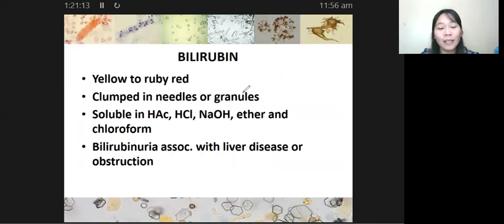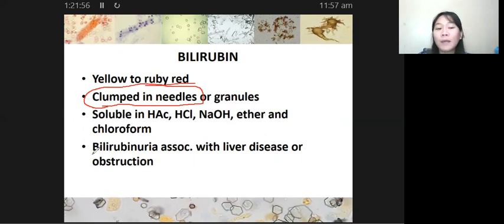So again, anong hindi natin kakalimutan kay bilirubin? La Trinidad Benguet. Leucine, tyrosine, and of course, bilirubin, liver disease. So they appear as yellow to ruby red, and they are usually in clumps. Clumps of needles or granules. Pero usually clumps po siya, needle clumps. So do not forget ha, yellow to ruby red under the microscope. So it is soluble in acetic acid, hydrochloric acid, sodium hydroxide, ether, and even your chloroform.